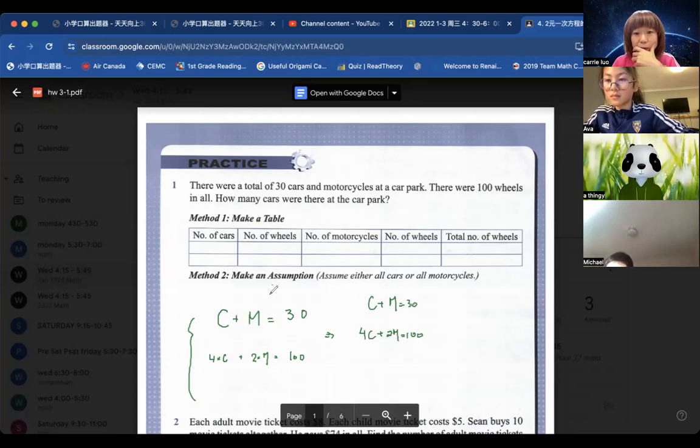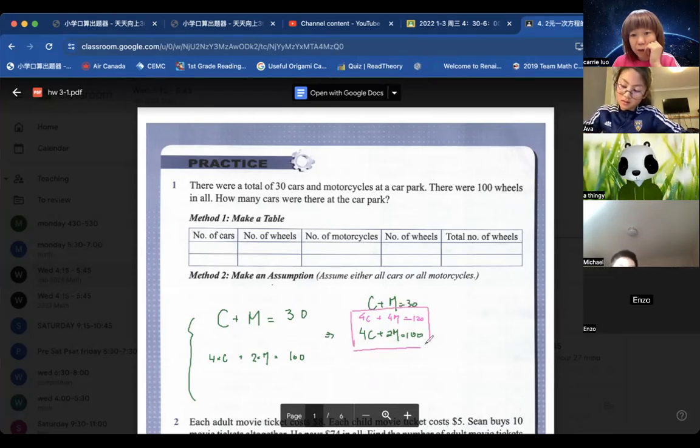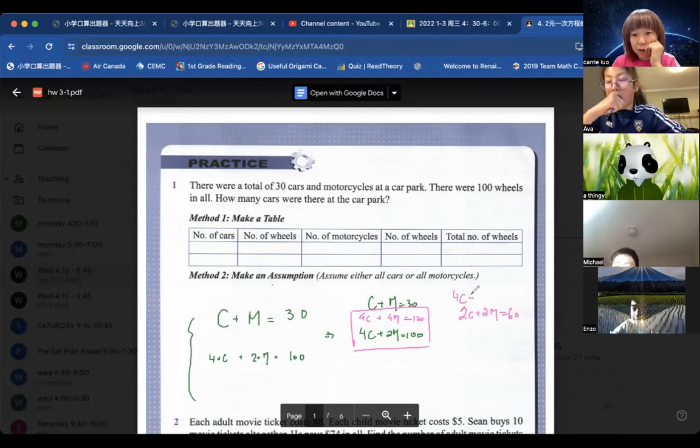Now I want to get rid of M or get rid of C. For me, I'm going to times 4 for both left side and right side. So it's 4C plus 4M equals 120. Can it be 2 too? Yeah, it could be 2 as well, if you want to. It would be harder that way. If you want to times 2, it'll be 2C plus 2M equals 60, right? And you have another one, 4C plus 2M equals 100.